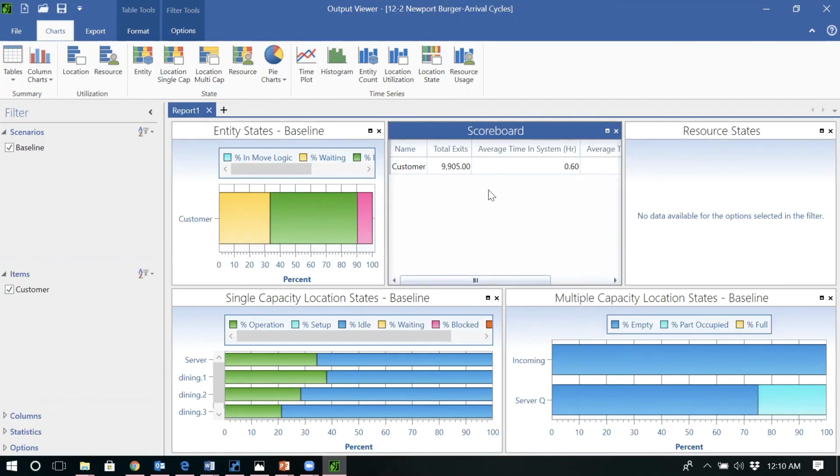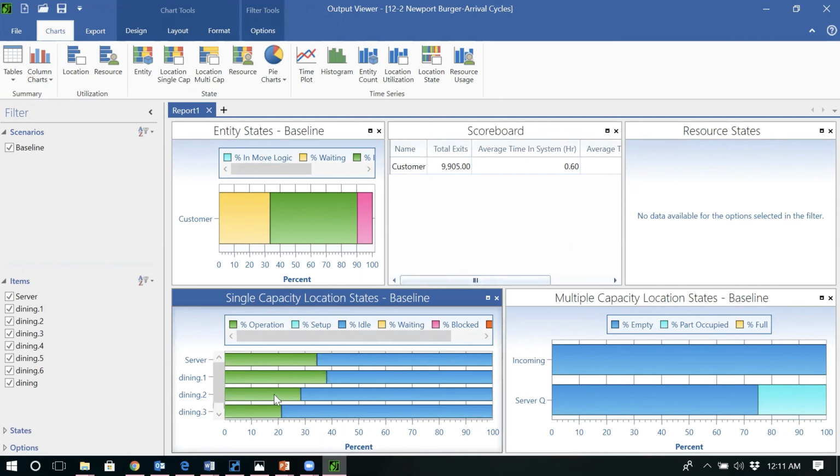In those 100 days, about 10,000 customers have received the service and have left. That makes sense because if you remember, in each day we get on average about 100 customers, and I'm simulating the system for 100 days. So 100 multiplied by 100 is about 10,000, and that's the total exit that we see here. And on average, each person spends in the system about 0.6 hours to finally get the service and leave.